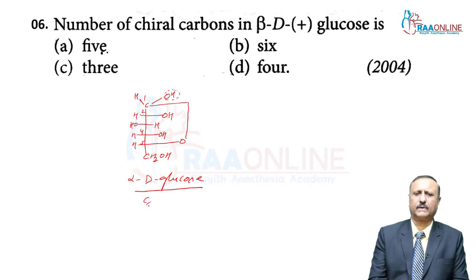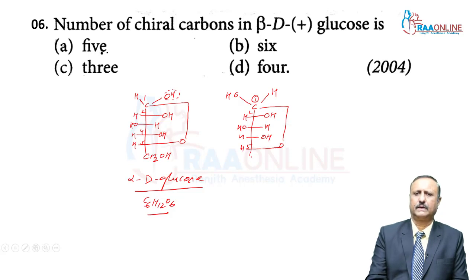You can see the molecular formula is C6H12O6. When this OH group is present on your left hand side, this is carbon number 1, and the other carbon atoms are 2 HOH, 3 OH and H, 4th HOH, and here 5th H, and this is the ring, and this is CH2OH. When this OH group is present on the left hand side, it is called beta D glucose. In this way you can see alpha D and beta D glucose.